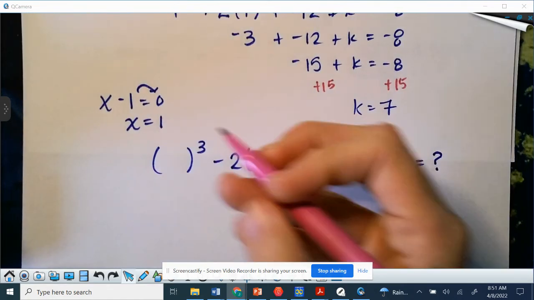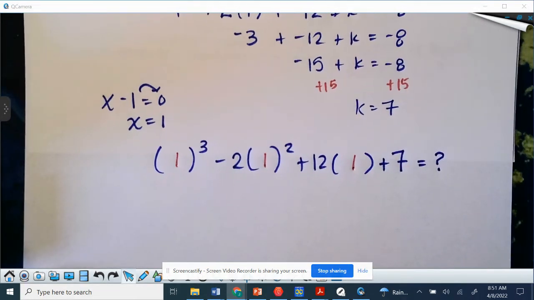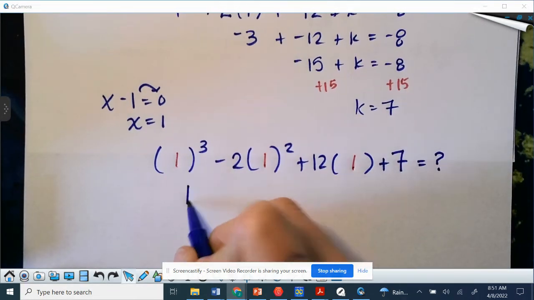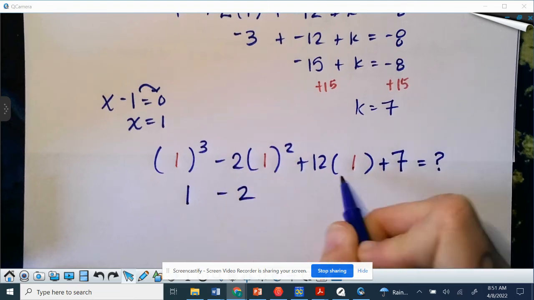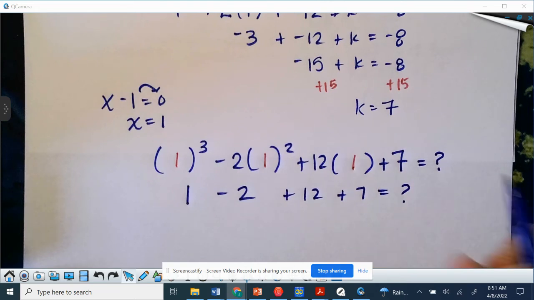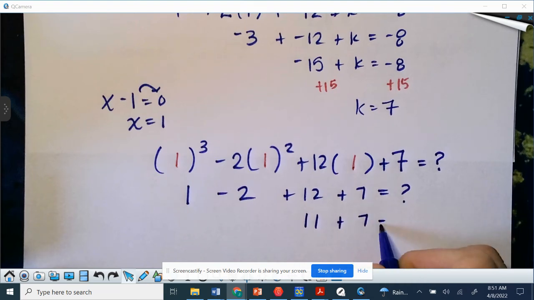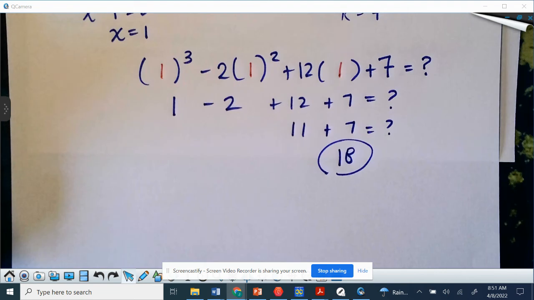And we're going to plug in our 1 in all the places where x was. So 1 times 1 times 1 is 1. 1 squared is 1, so -2. 12 times 1 is 12. Plus 7 equals the unknown. So 1 minus 2 is -1, then 11 plus 7, and that means 18 is our answer for that one. So our final answer is 18.